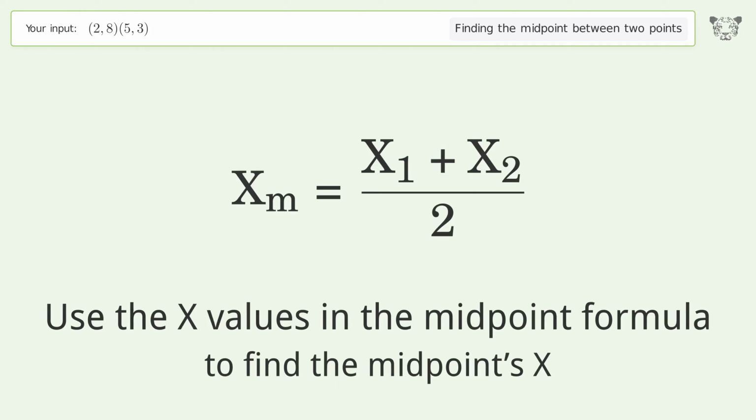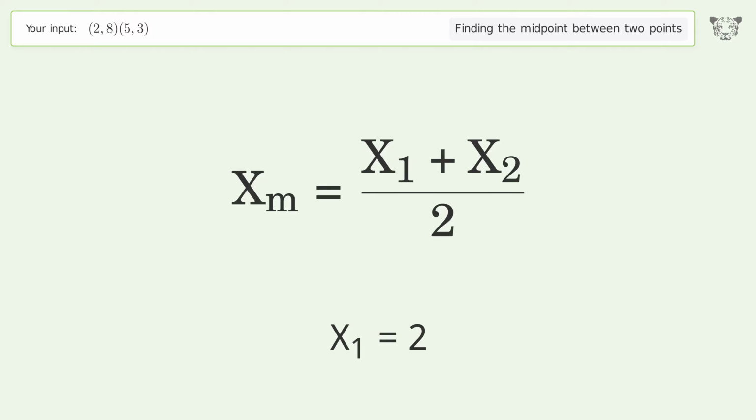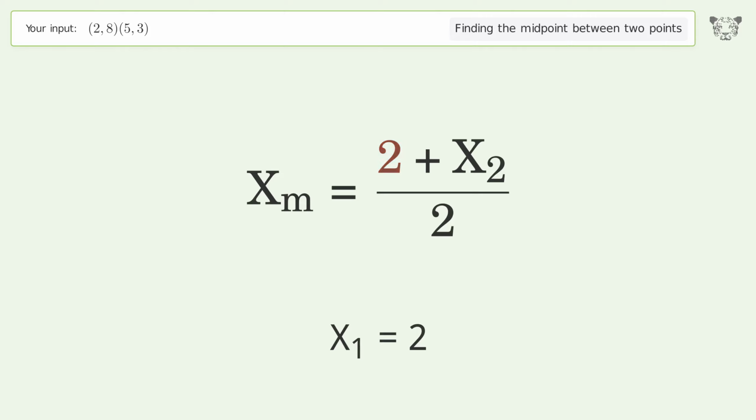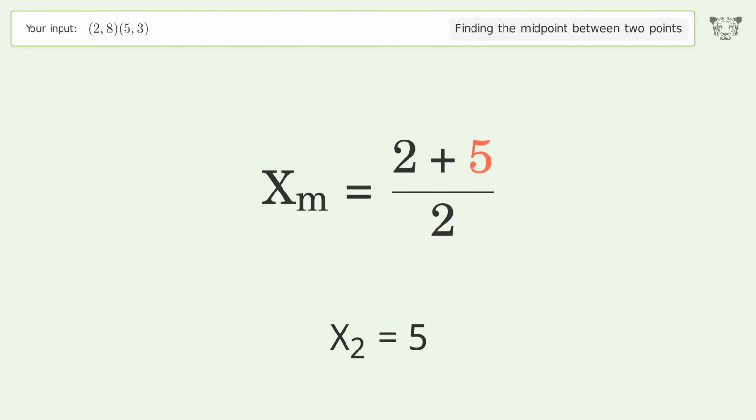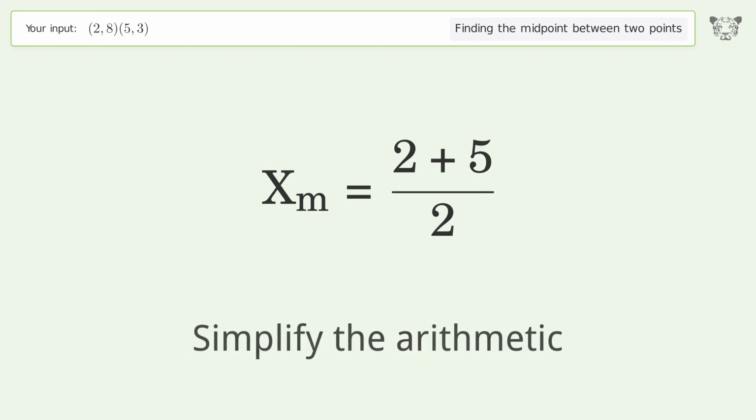Use the x values in the midpoint formula to find the midpoint's x. x1 equals 2. x2 equals 5. Simplify the arithmetic.